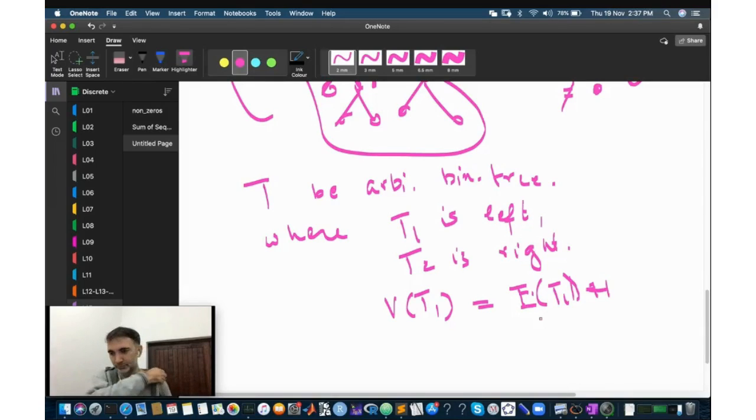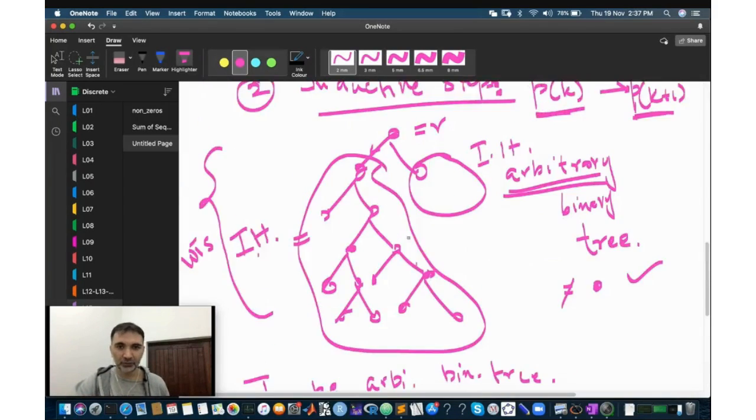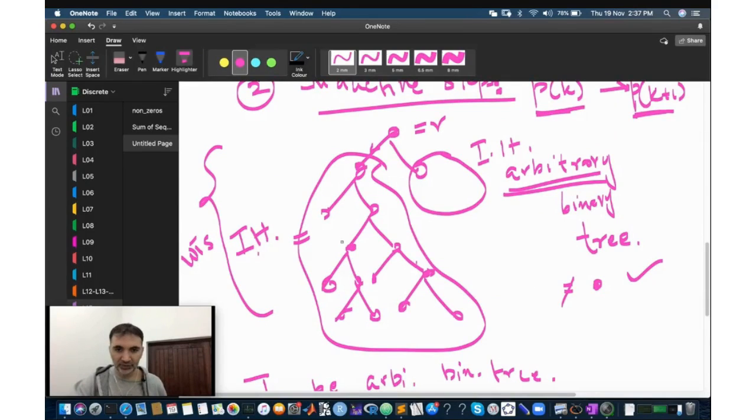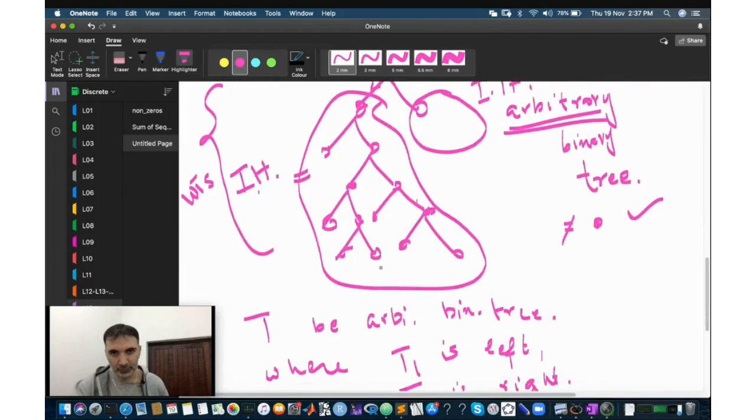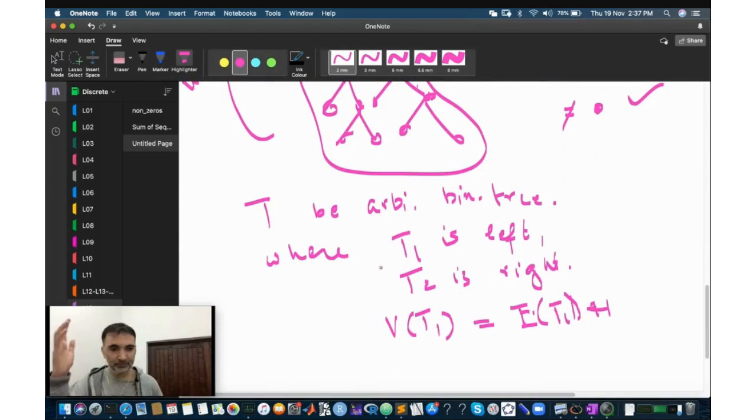Because we have three nodes in total and two edges connecting them. No, we don't have 3 nodes. We have a whole binary tree on the left. Just say for example, here we have a huge binary tree. We know that the number of vertices in here is 1 more than the number of edges. How do we know this? No one? Anyone?